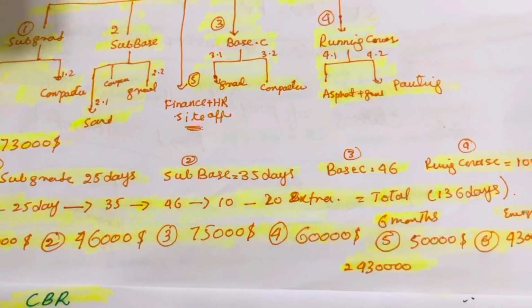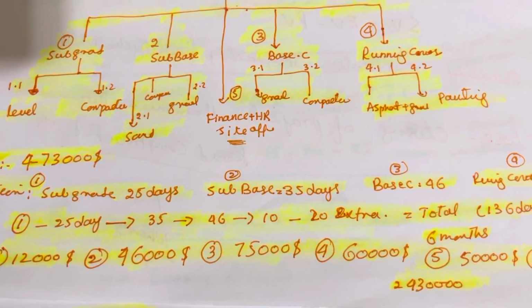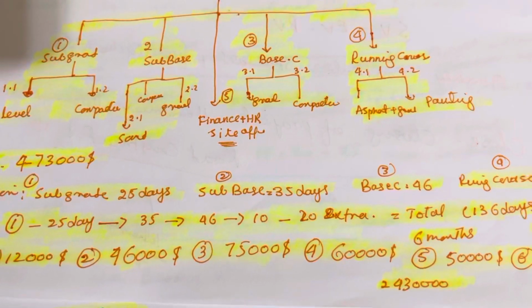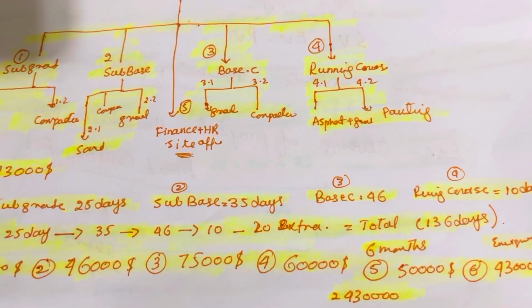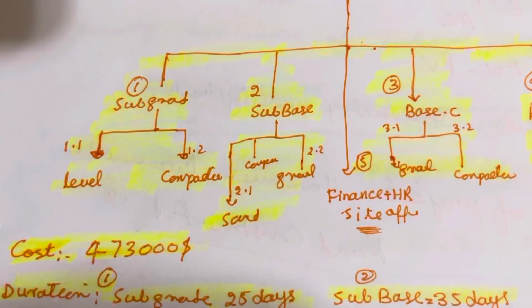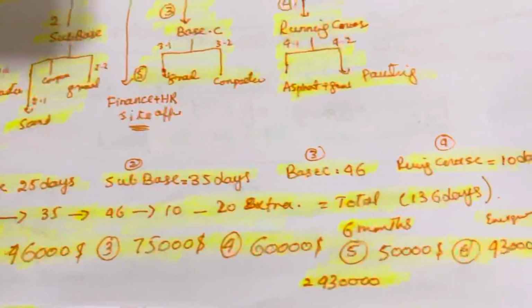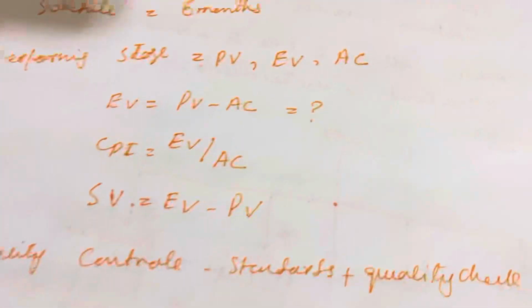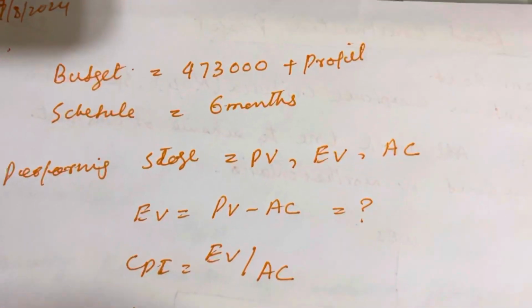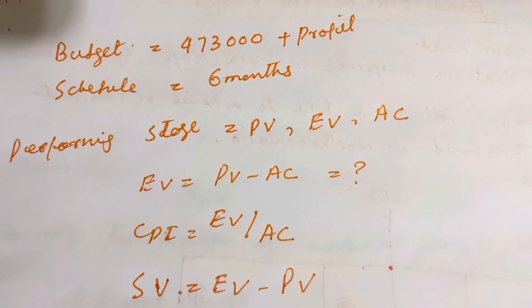So this is 10%. Our actual cost is 430,000, and plus 10% is 43,000. So what is the total cost? The budget is 473,000, and the schedule is 6 months. So that's what we did in the planning. Focus on this budget and the schedule.